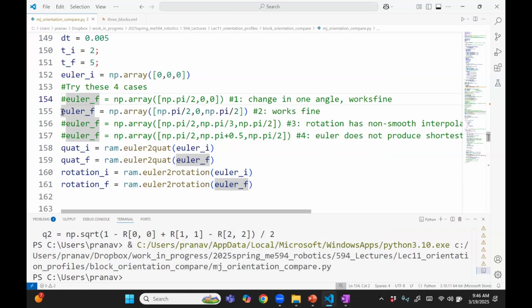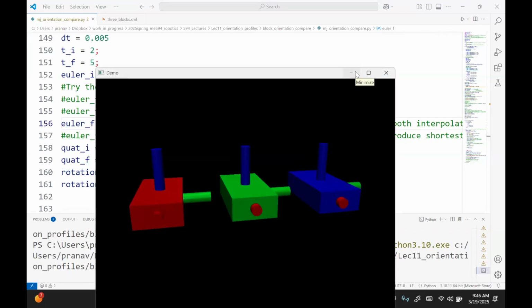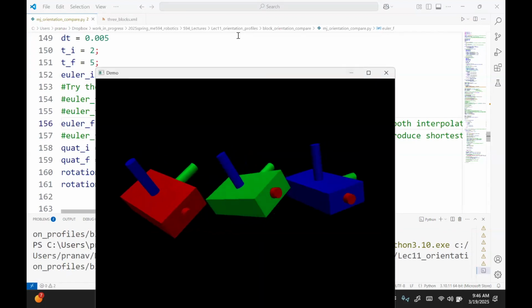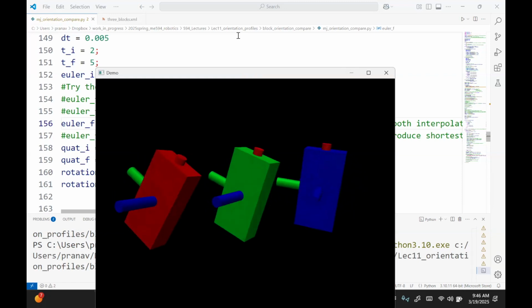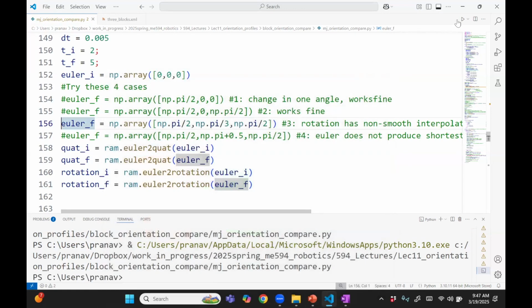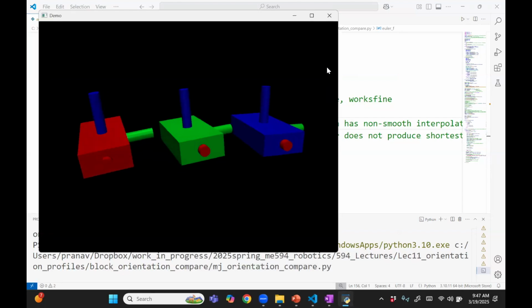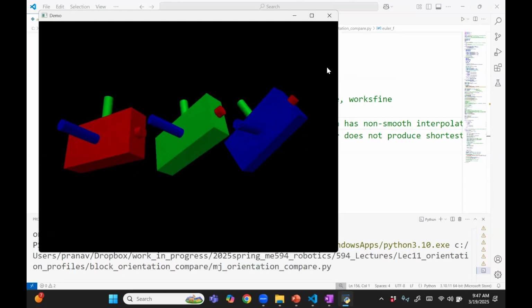Okay, now let's go to a third case where I have the third axis as 60 degrees. So you can see that the extreme right one, the blue one, behaved weirdly. We can run it again. So that's the rotation matrix one. Let's run it again. Okay, so it goes slow and then goes very fast.